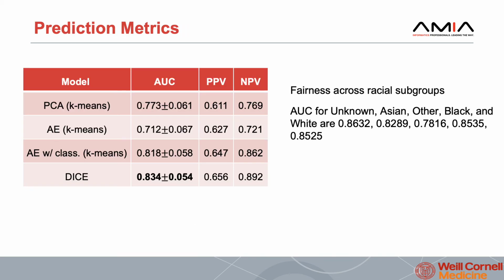And then I also wanted to show you the outcome-drivenness of the representation that DICE was able to learn. Looking at the AUC, we can see that AUC, positive predictive value, and negative predictive value are collectively higher in DICE. We also looked at the fairness across racial subgroups, where the AUC for race unknown, Asian, other, Black, and white are relatively similar, ranging from 0.78 to 0.86.